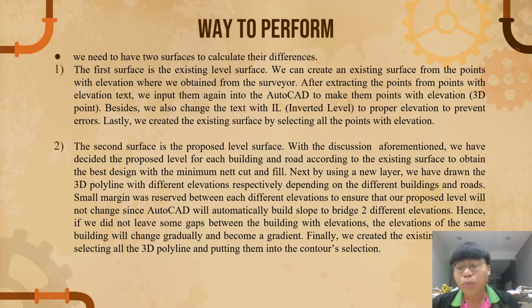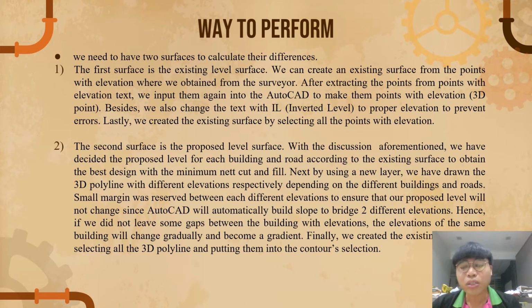Now, how to perform it? We need to have two surfaces to calculate their difference. The first surface is the existing level surface. We can create an existing surface from the points with elevation that we obtained from the surveyor. After extracting the points from the points with elevation text, we input them again into AutoCAD to make them points with elevation. Besides, we also change the text with IL, inverted level, to proper elevation to prevent errors. Lastly, we create the existing surface by selecting all the points with elevation.